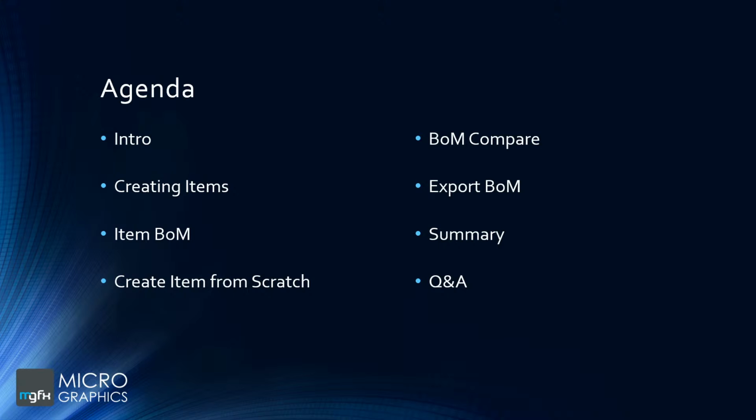We'll also be looking at how items are created from scratch, so either using CAD data or creating a blank item and adding information to that. We'll also look at how to compare bill of materials between different revisions of an item. We'll also look at exporting out the bill of materials for later use downstream in the manufacturing and sort of admin process of dealing with the bill of materials information. And we'll close off then with a summary and Q&A.